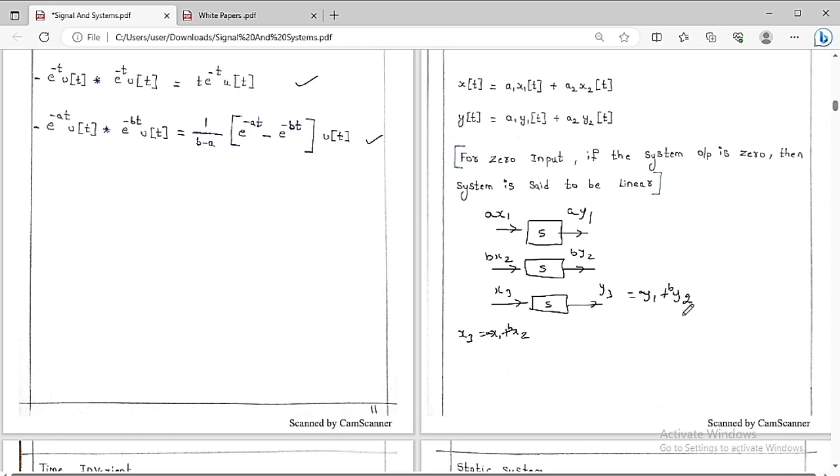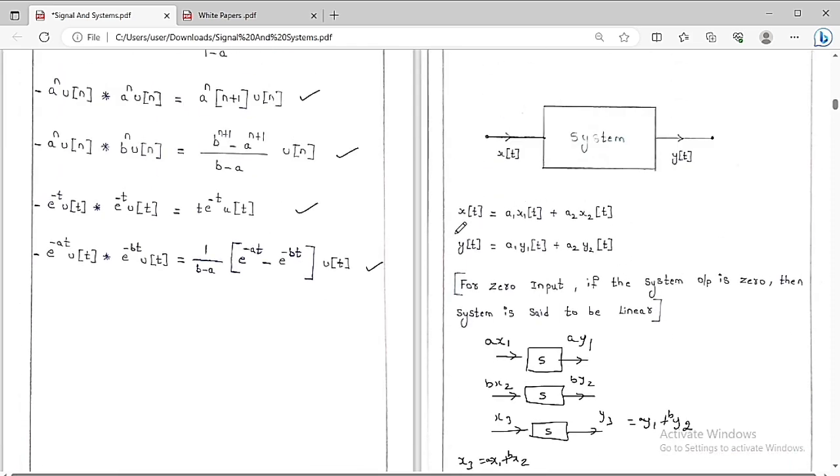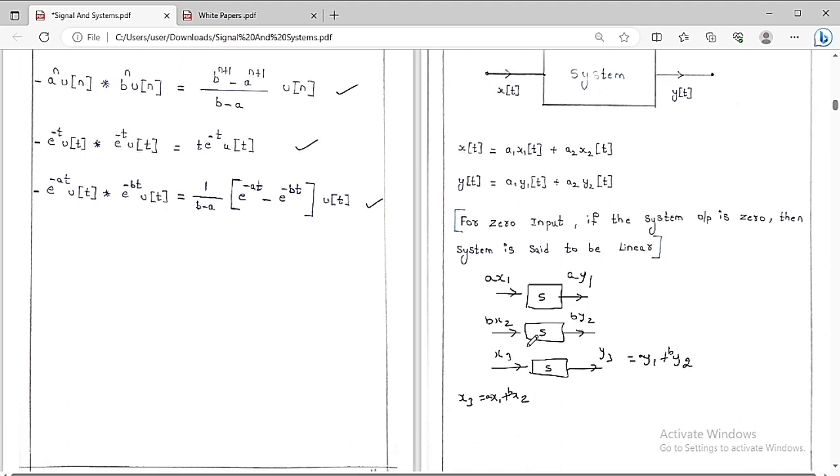So you can say for the system, if the input x of t is equal to a1 into x1 of t plus a2 into x2 of t, then the output y of t is equal to a1 into y1 of t plus a2 into y2 of t. Then only we can say the system is said to be a linear system. Means if the input is the summation of two previous inputs, then the output should be the summation of two previous outputs. If the input is scaled by some factor a, then the output should also be scaled by the same factor a. If these conditions are satisfied, we can say the system is said to be a linear system.